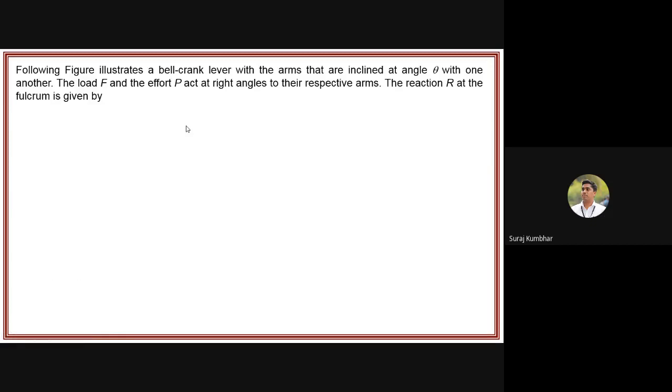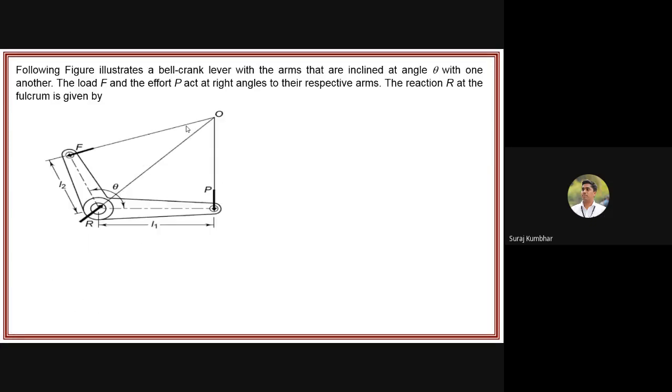Now the following figure illustrates a bell crank lever, with the arms inclined at an angle theta. The load arm and effort arm have an angle theta between them. The load F and the effort P act at right angles to the respective arms.